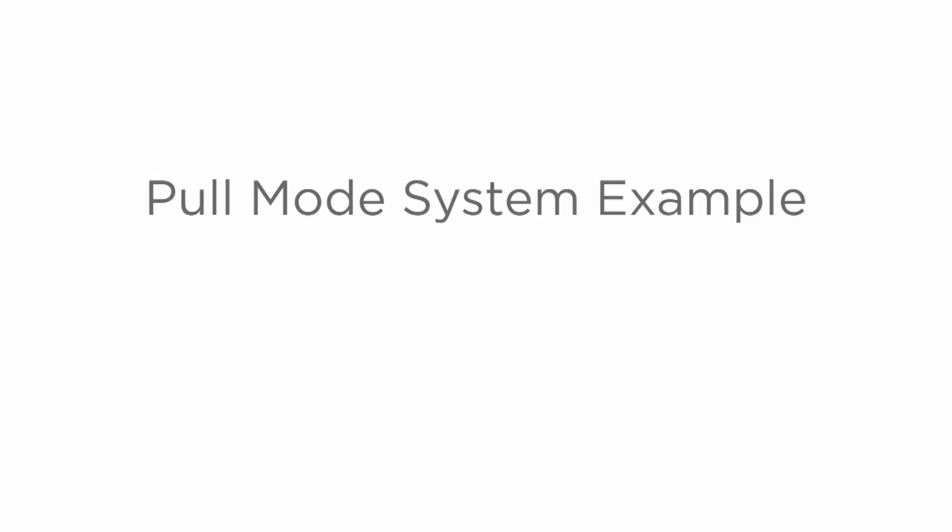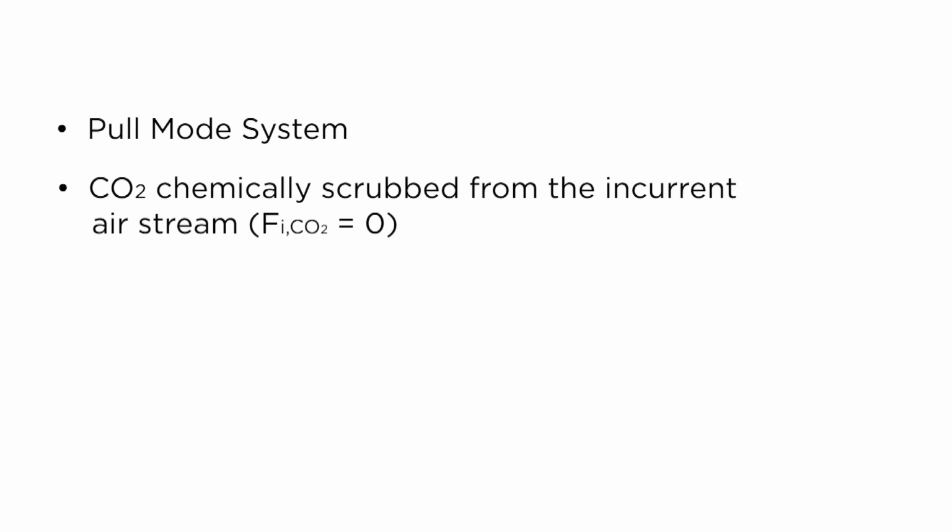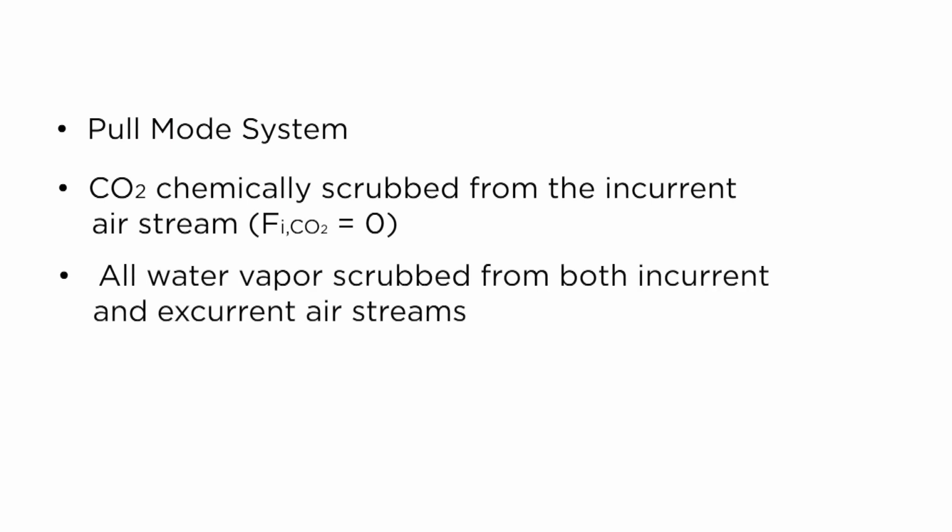For pool mode, we assume a system where CO2 is chemically scrubbed from the in-current airstream and all water vapor is scrubbed from both in-current and X-current flows. We can now derive VO2 for this pool system as follows.